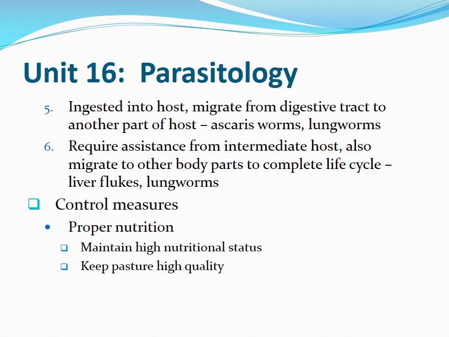Control measures, number one is proper nutrition. Maintain high quality nutritional status of your animals and keep your pasture of high quality. If your pasture is of good quality, the animals will be less likely to graze real close to the soil line, which is where most often parasite eggs reside.